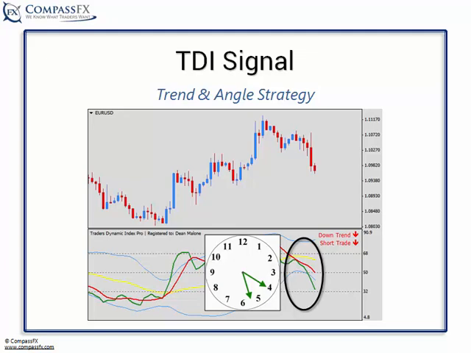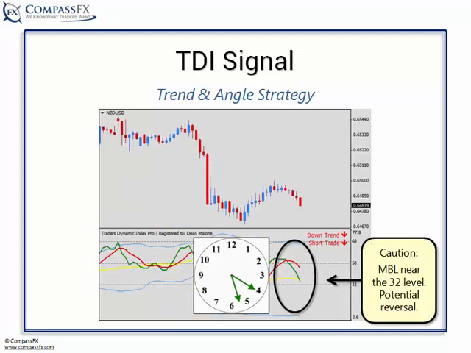Any strong price movement will cause a strong angle in the Traders Dynamic Index. Also, you want to be cautious if the market has moved down too far. In this case, we're nearing the 32 level. There's a chance that at the 32 level, even though we have a good looking short potential to the downside, as we approach that 32 level, there's a possibility of the market bouncing back up.